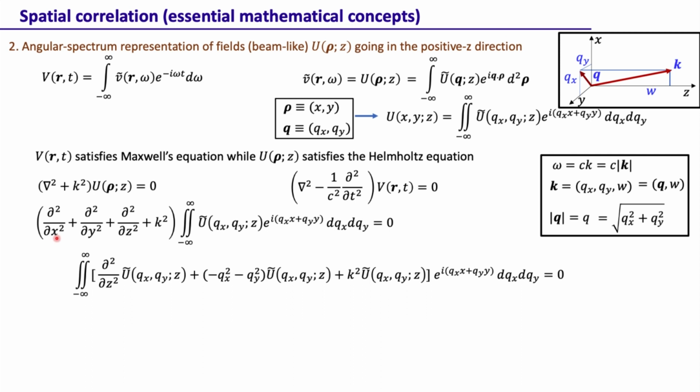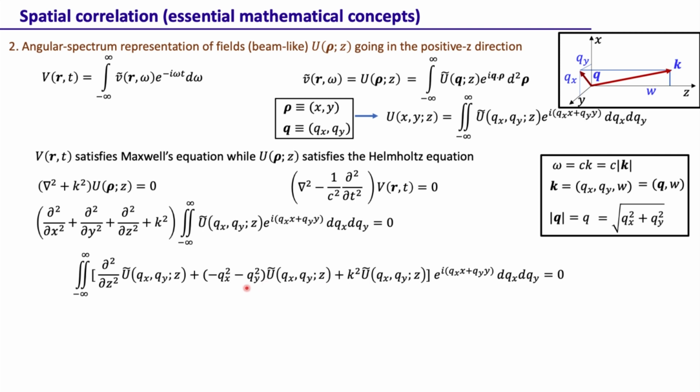For del square del x square, it won't act on the first term, it will just act on the second term because there is an x here. So if we just do it, what it gives out is minus qx square, so that's minus qx square u tilde and this exponential term. Similarly, this del 2 by del y2 will also act only on this one and spit out minus qy square, and so we have here minus qy square u tilde and this exponential term. So this is what we get when we operate with this term on these terms.